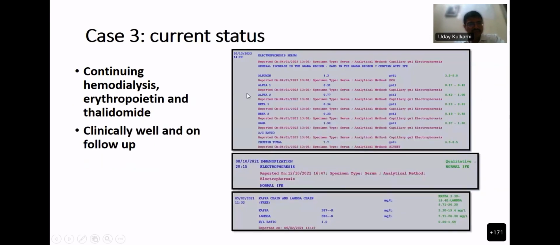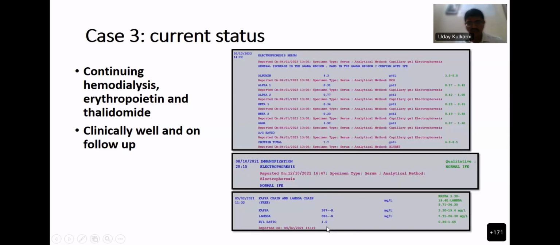So currently she is continuing hemodialysis, erythropoietin and thalidomide, and currently she's clinically well and on OPD follow-up. There is no M band. The immunofixation is also normal, and classically because of the chronic kidney disease, both kappa and lambda are elevated, though the ratio is normal. So generally with renal failure, we may have elevation of these light chains, but the ratio here is essentially normal.